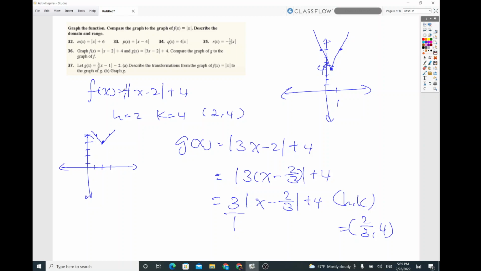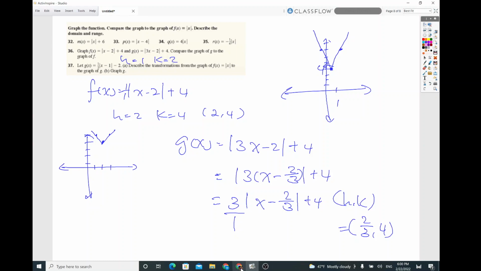And then 37, describe the transformations. The transformation here is showing that the graph would be vertically shrunk by a factor of 3, or 1/3. And then it's shifted 1 unit to the right because h is 1, and k is 2 units down. Or we can say that the center is 1 unit to the right, 2 units down. So h is 1, k is 2. And then it shrinks the graph vertically by a factor of 1/3.